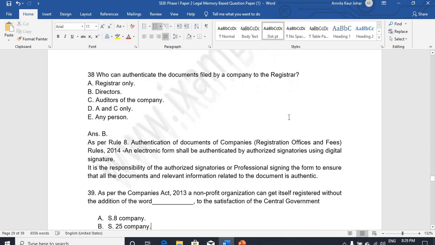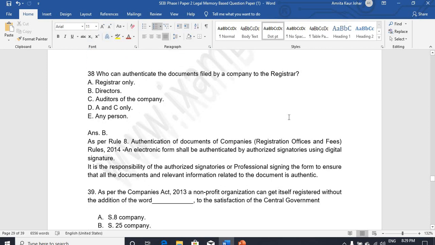Who can authenticate the documents that are filed by a company to a registrar? This was an interesting question again. The authenticity of the documents that are filed by a company to the registrar can be provided by whom? And the answer is directors. That is option B. It is the responsibility of the authorized signatories or professionals signing the form to ensure that all documents and relevant information that is related to the documents is authentic.